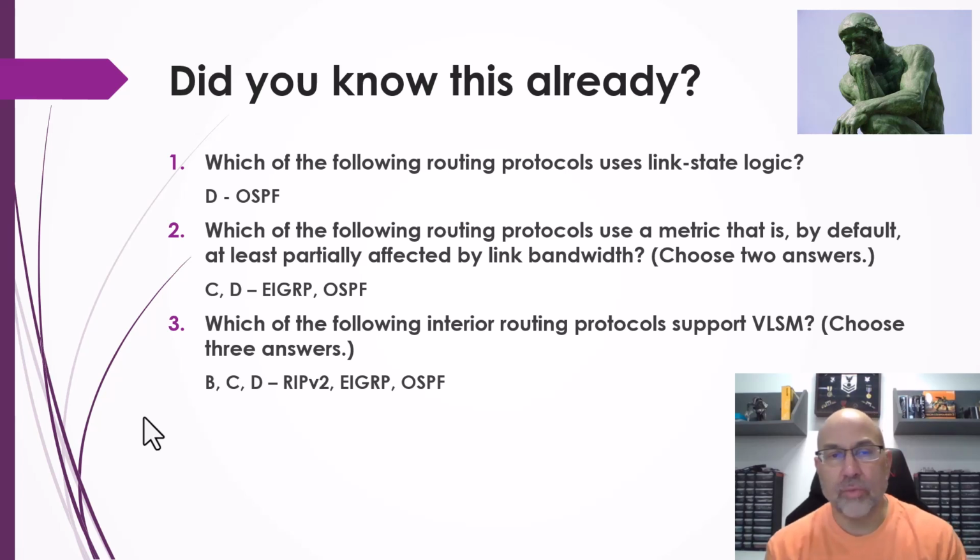All right, did you know this already? Questions. Which of the following routing protocols uses link state logic? Well, by now we know that that was OSPF, and that was D. Which of the following routing protocols use a metric that is, by default, at least partially affected by link bandwidth? And that is both the hybrid or advanced distance vector and OSPF, so C and D. Which of the following interior routing protocols support variable length subnet mask? Well, that was everybody except RIP version 1. RIP version 1 was what we call classful, so everybody else now does variable length subnet masks.